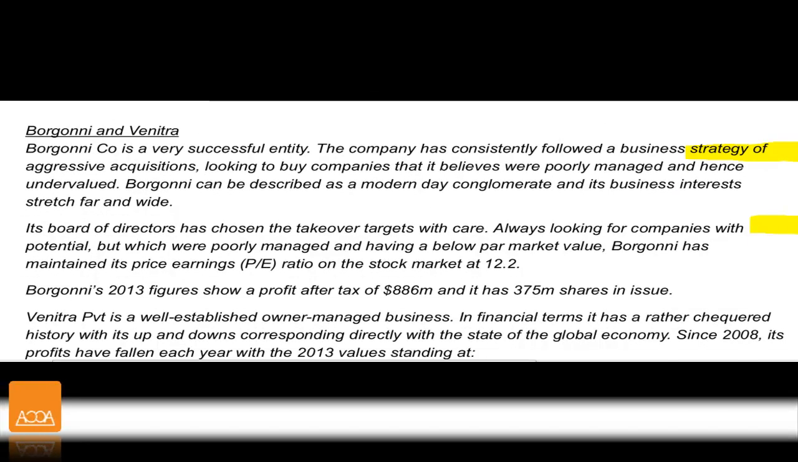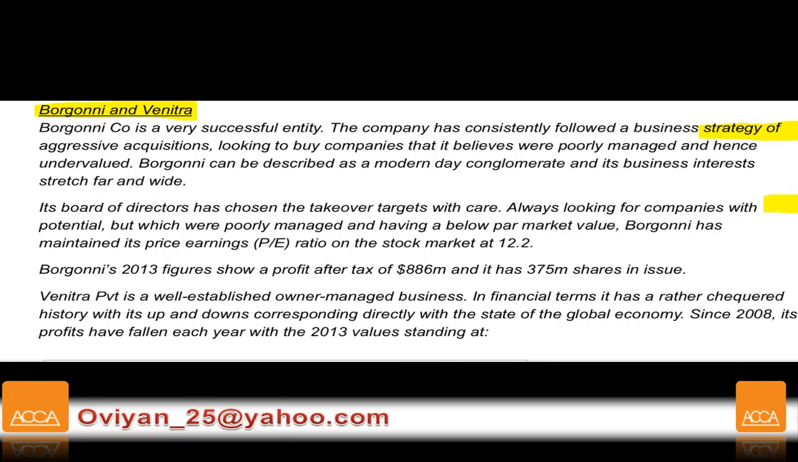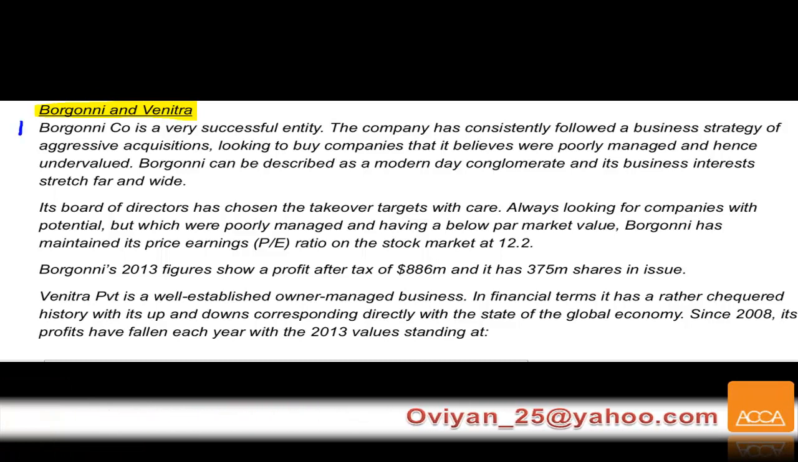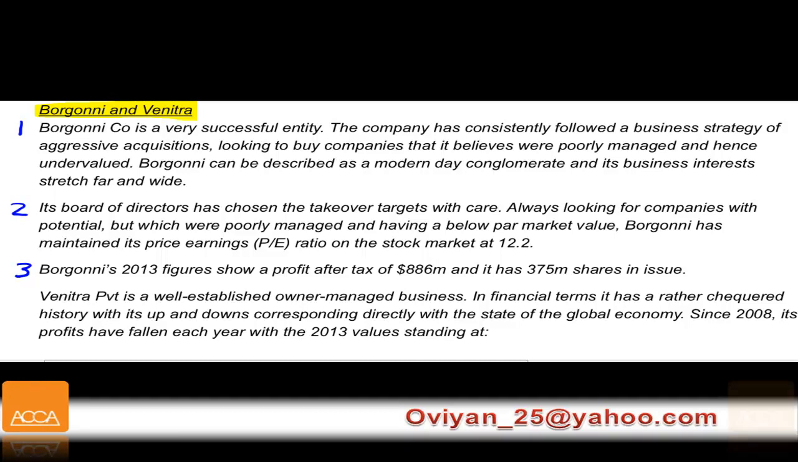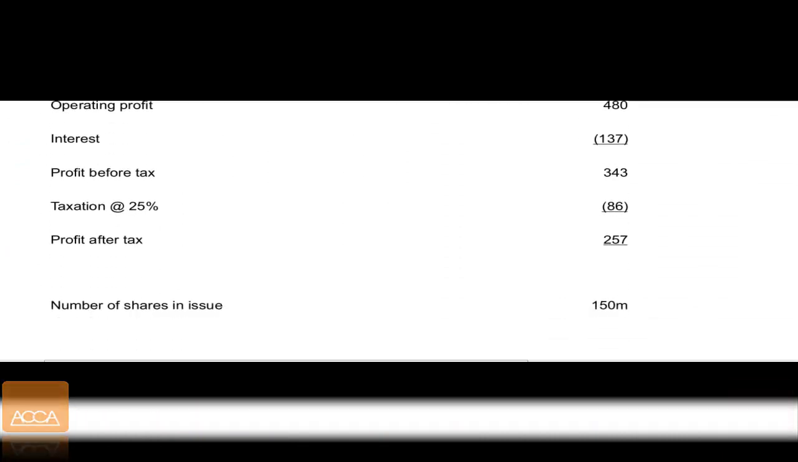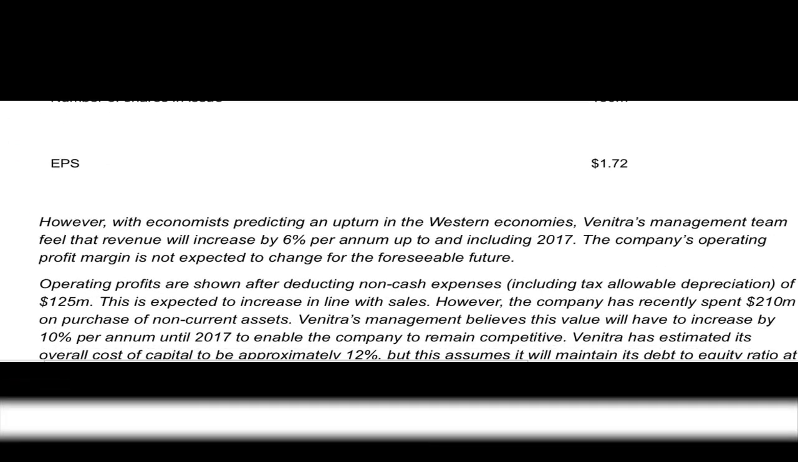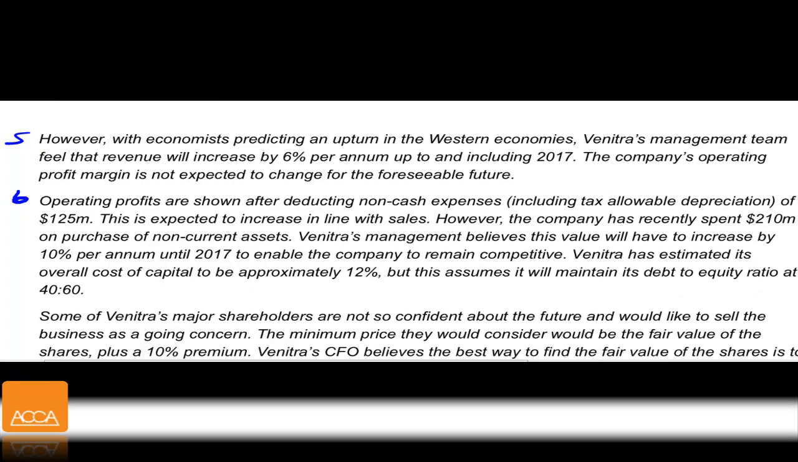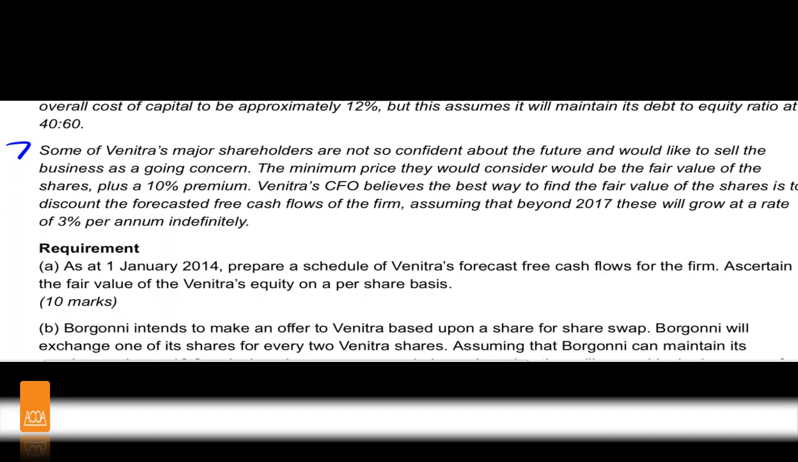The question name is Borgoni and Vinitra. Okay, now I'm going to give you some paragraph numbers here so that you don't get drifted when I'm reading this question. Now let's put this together. Paragraph number 1, this is going to be paragraph number 2, this is going to be paragraph number 3, this is going to be paragraph number 4, and this is going to be paragraph number 5. Okay, let's follow through. Paragraph number 6 and final paragraph number 7.